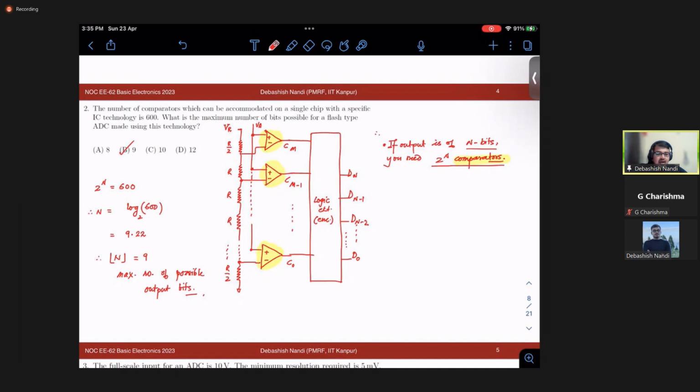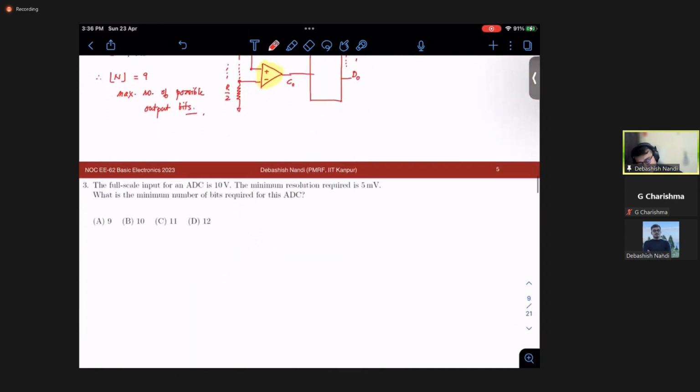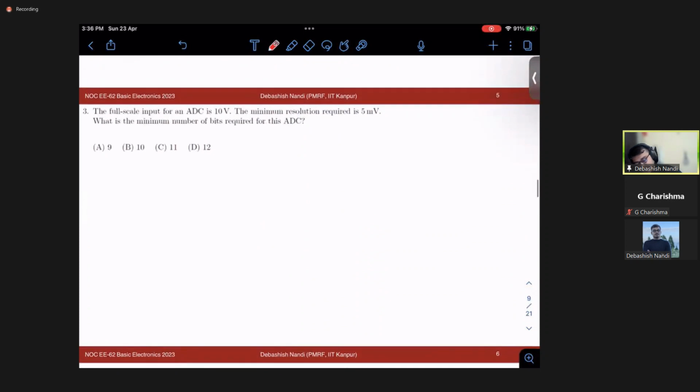So using 600, I can take a maximum 9-bit ADC, because for a 10-bit ADC you need 2 to the power 10, that is 1024 comparators, right? So 1024 comparators you are not having. So your answer is 9. Fine. So let's move on to the next problem.